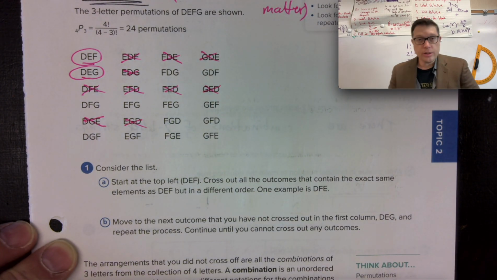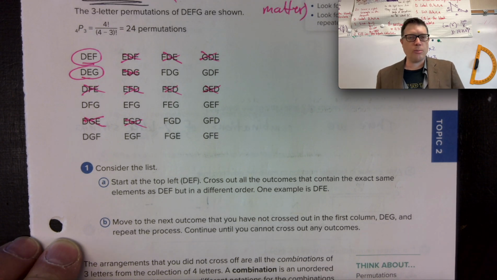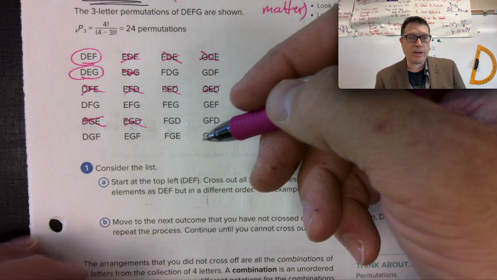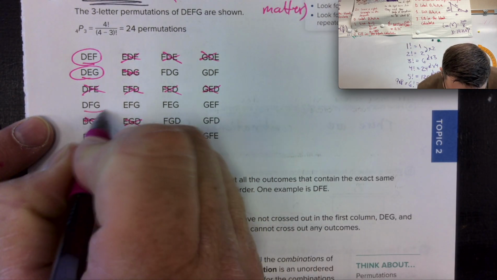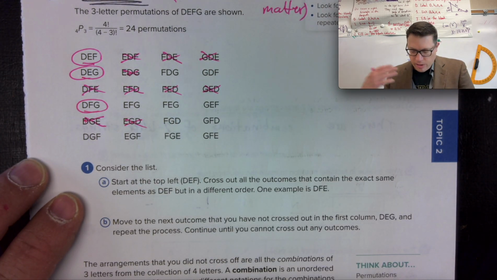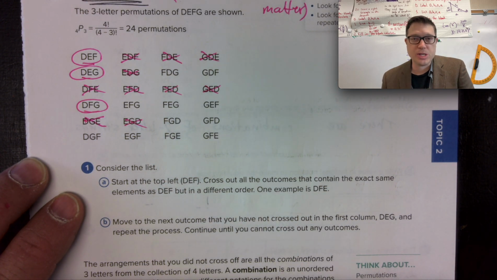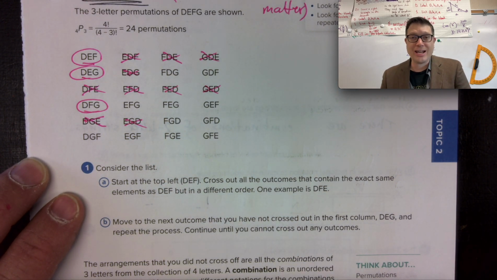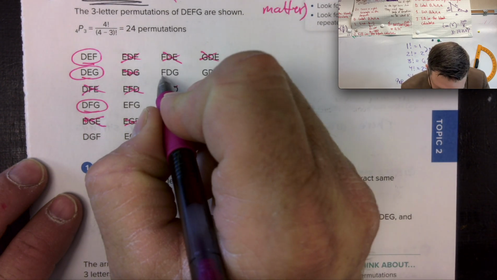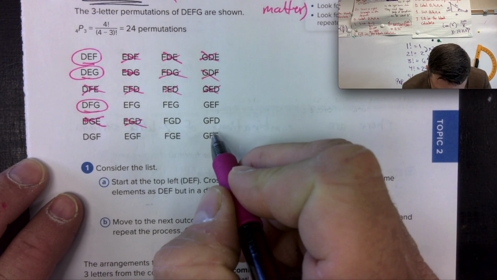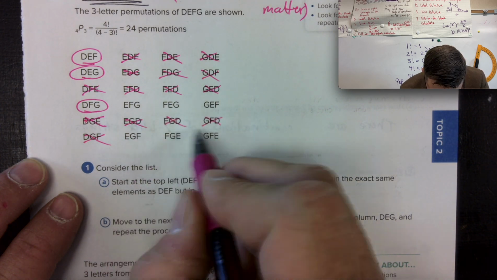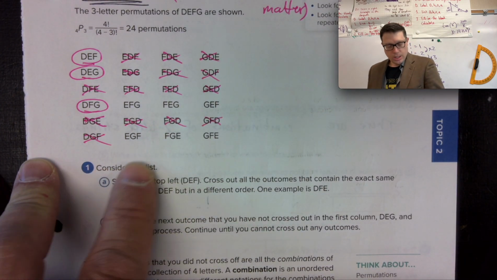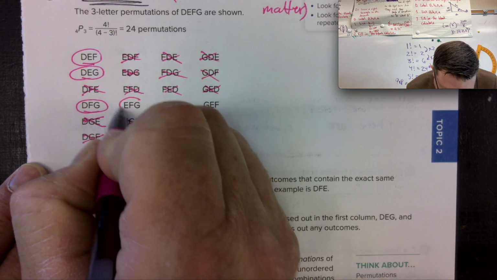Okay. Next, I'm just staying in the left column. I could pick any spot, but we're already looking over here on the list. So let's keep DFG, getting rid of anything else that uses those 3 letters because they are a collection that is the same. So that's gone. That's gone. Yep, that's it. And then last of all, since we're here, we might as well just keep EFG.